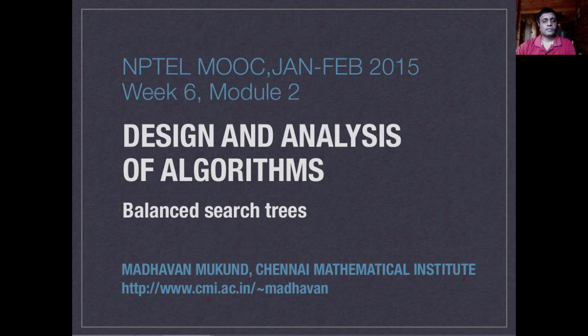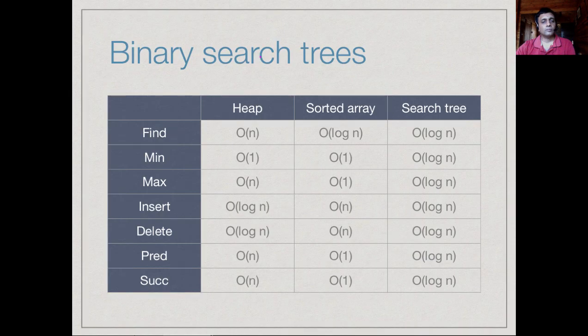So in the previous lecture, we looked at operations on search trees and we claimed that these were efficient if we could maintain balance. So let's see how we can keep search trees balanced. So recall that we are looking at these 7 operations.